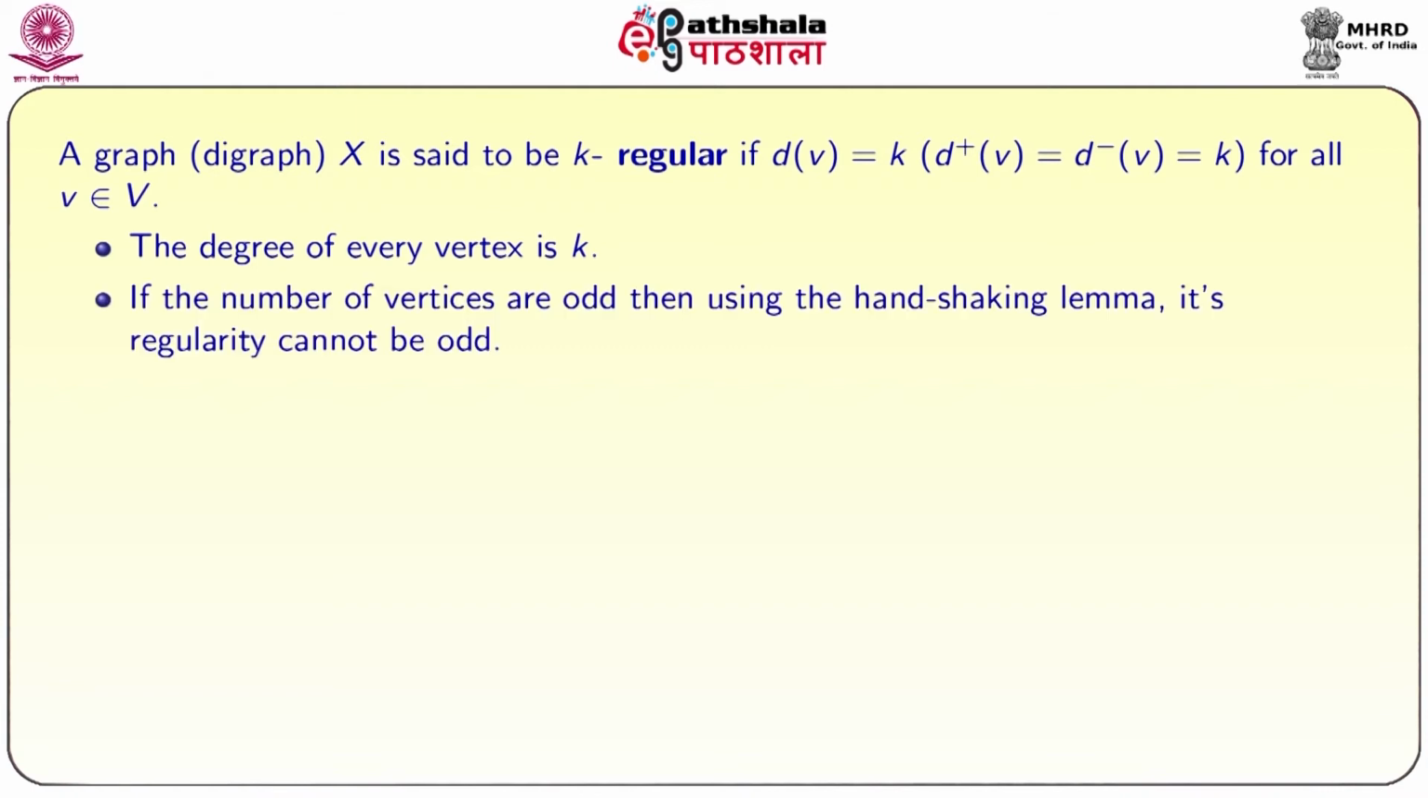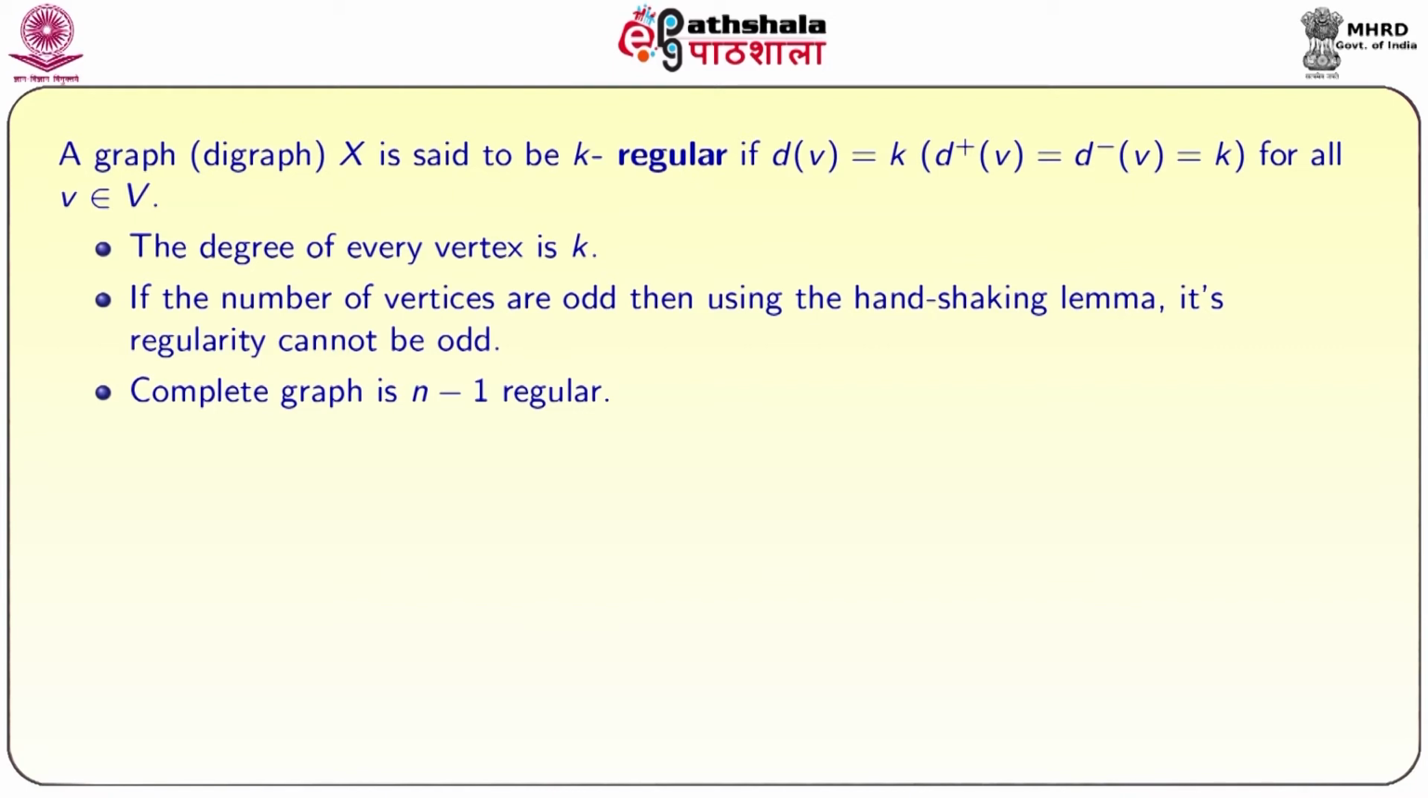If the number of vertices is odd, then using the handshaking lemma, or the first theorem of graph theory, its regularity cannot be odd. That is easy to see. Already we know that the number of odd-degree vertices in a graph is always even. So if the number of vertices is odd and the degree of each vertex is odd, then an odd number of odd terms sum to an odd number. But the sum of the degrees of all vertices is equal to twice the number of edges. So whenever there is a regular graph with odd regularity, it needs to have an even number of vertices.